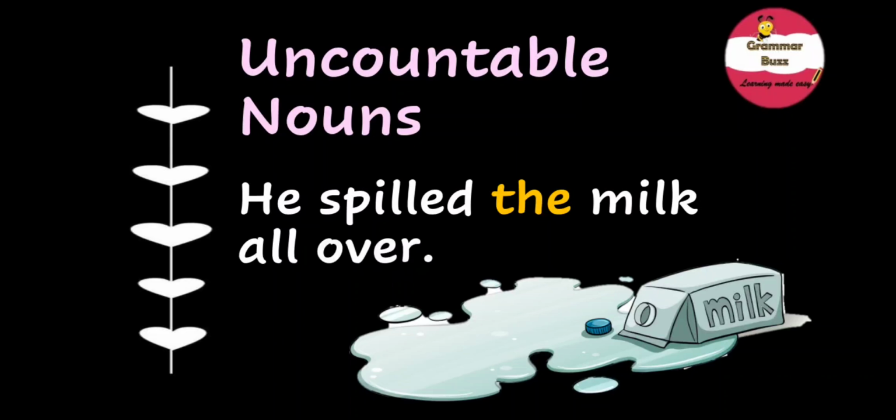Here, we are talking about some specific milk. Perhaps the milk you bought earlier that day, and not just any milk. So the article the makes the noun milk specific. Remember, milk is an uncountable noun. Uncountable nouns are those nouns that cannot be counted. So here, the uncountable noun milk has been made specific by the use of the article the. It's really simple, isn't it so?